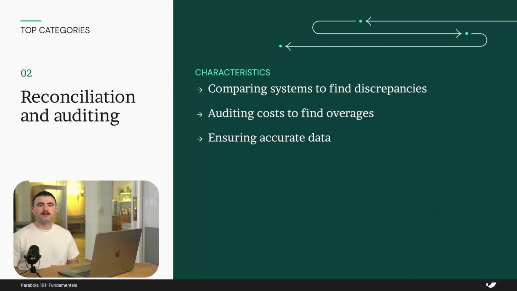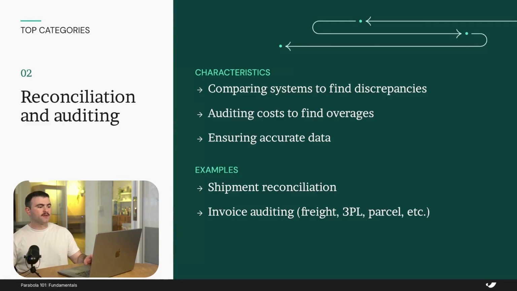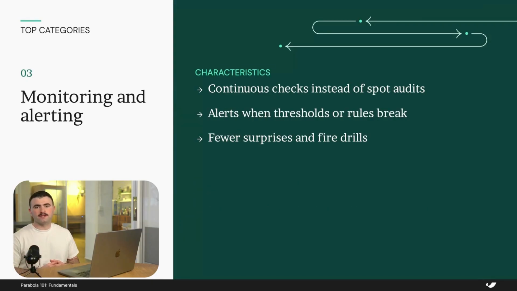Reconciliation and auditing is all about comparing 2 or more datasets and figuring out if there are any discrepancies, duplicates, or missing values. We see this commonly with shipment reconciliations as well as invoice audits, both 3PL as well as freight and parcel invoices.